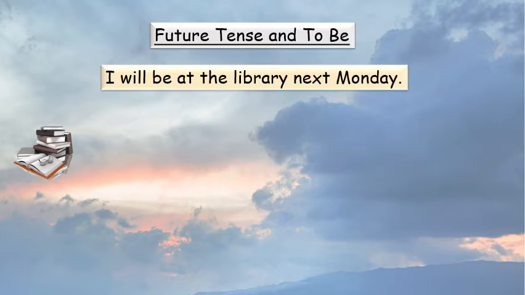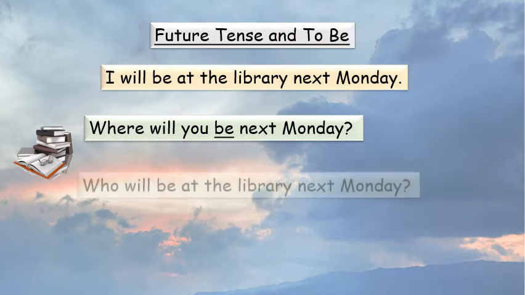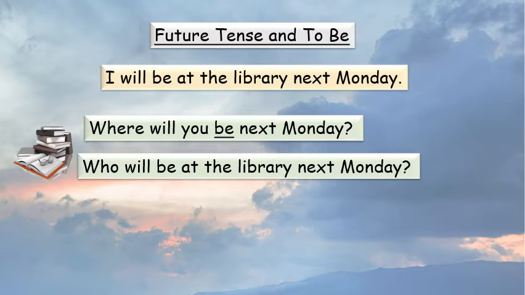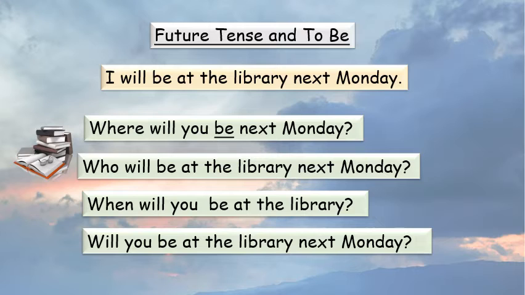Future tense and to be. I will be at the library next Monday. Where will you be next Monday? At the library. Who will be at the library next Monday? I will. When will you be at the library? Next Monday. Will you be at the library next Monday? Yes, I will.